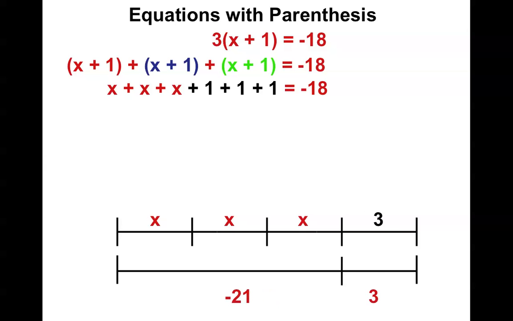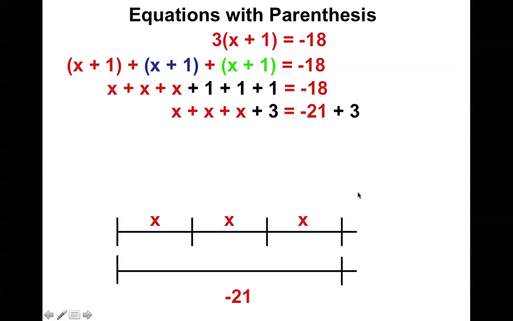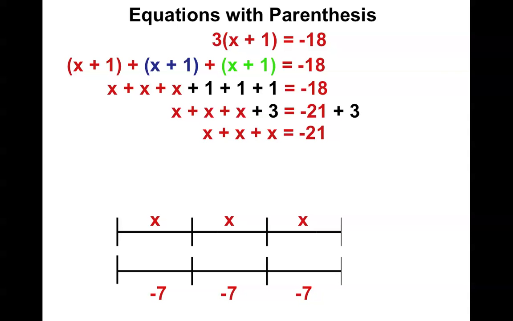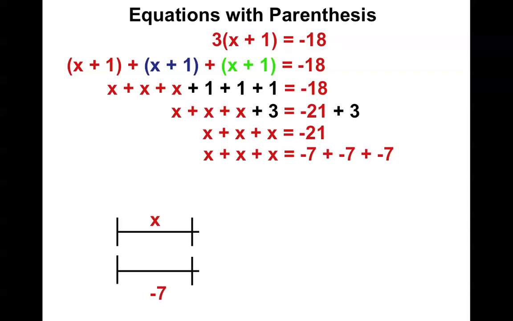3 1's equals 3, and if I change negative 18 into negative 21 plus 3, I can easily eliminate my 3's. And I'm left with 3x equals negative 21. Now, if I broke negative 21 into 3 pieces, I would get negative 7 in each of my pieces. And from here, I'm sure everyone could realize that the answer is going to be x equals negative 7.